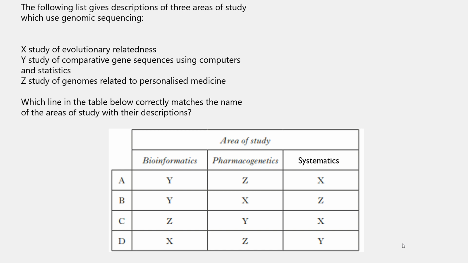So, let's try this one here. The following list gives descriptions of three areas of study which use genomic sequencing. X is the study of evolutionary relatedness. Y, the study of comparative gene sequences using computers and statistics. And Z, the study of genomes related to personalised medicine. Okay. So, which line in the table below correctly matches the name of the areas of study with those descriptions? Pause the video, hit play when you're ready to reveal the answer.